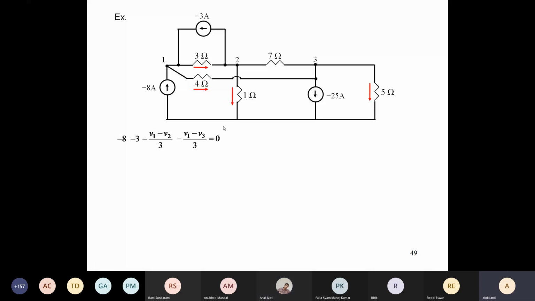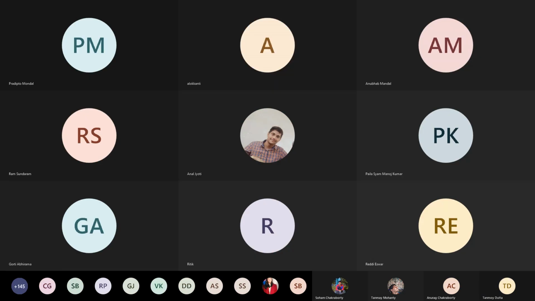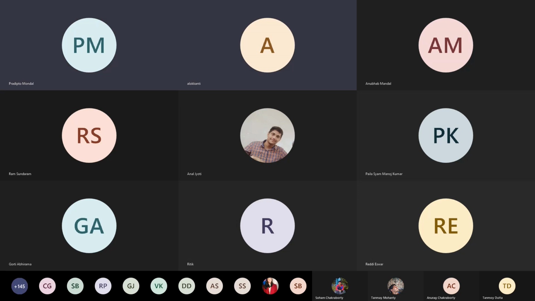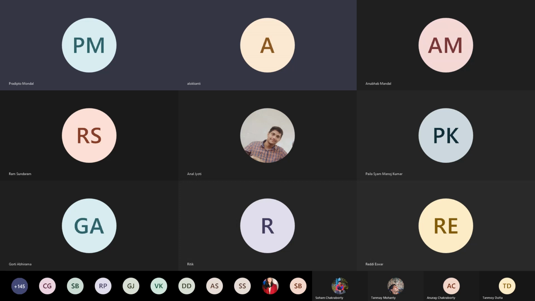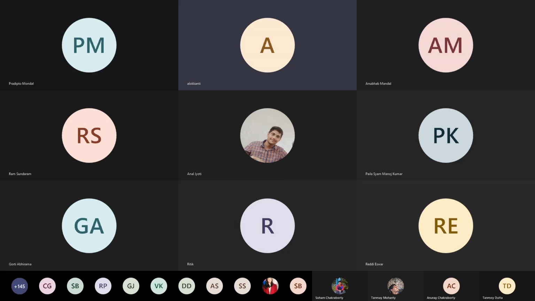Sir, sorry to interrupt, but I think the current in the leftmost branch was minus 8. Current 8, in the leftmost branch. I made a mistake. Okay, that is a typing mistake.